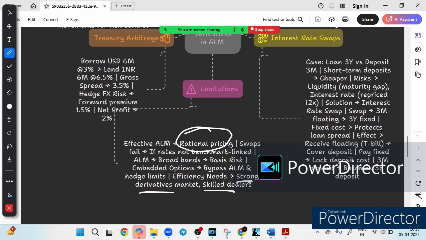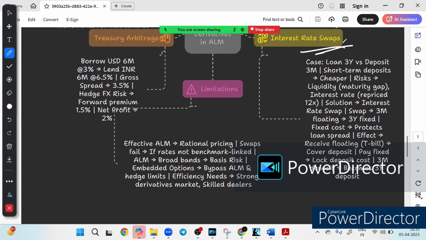And the swap fails if the rate is not linked to your benchmark. Yes, the interest rate swap will not benefit you, right? So the solution I have told you. Derivatives are a powerful tool for banks to hedge risk, to manage liquidity, and to ensure stability.